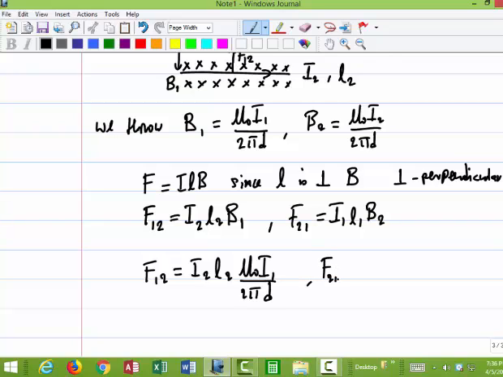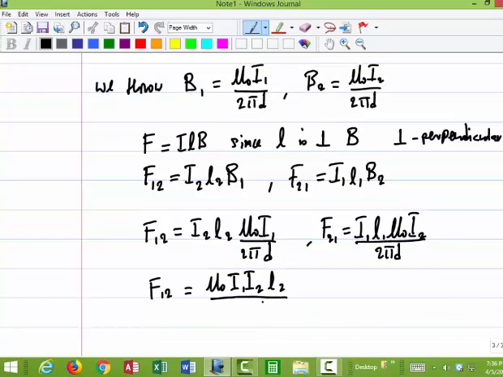And the force of 2 on 1 is equal to the current in 1, the length of 1, and the field of 2, which is mu naught I2 over 2 pi d. So we see that the force of 1 on 2 is equal to mu naught I1 I2 L2 divided by 2 pi d. And the force of 2 on 1 is equal to mu naught I2 I1 L1 divided by 2 pi d.